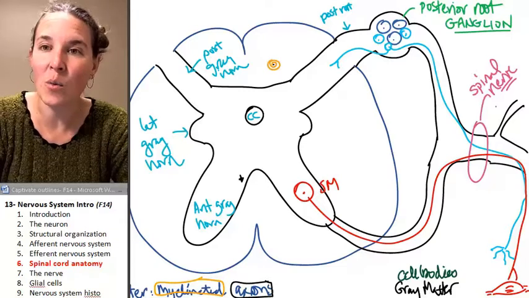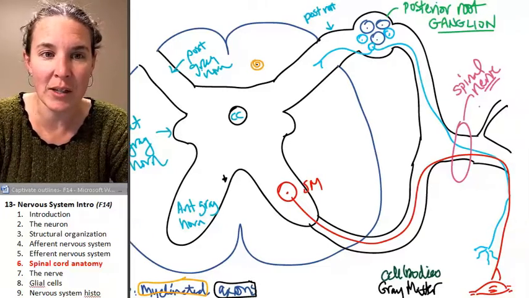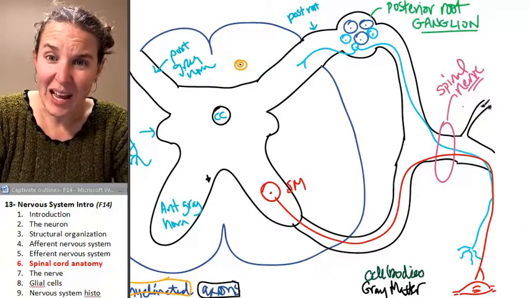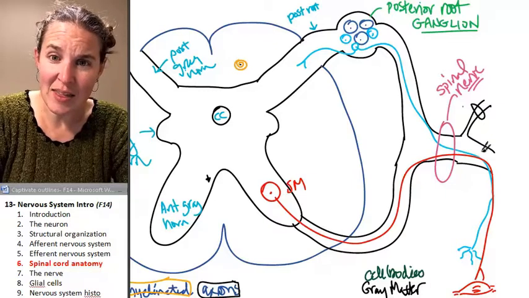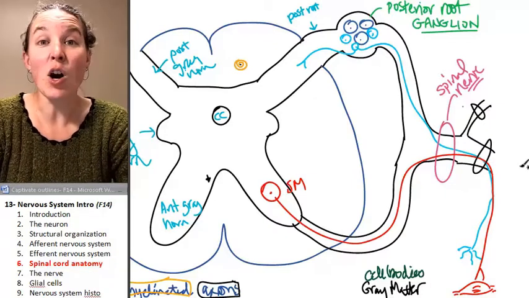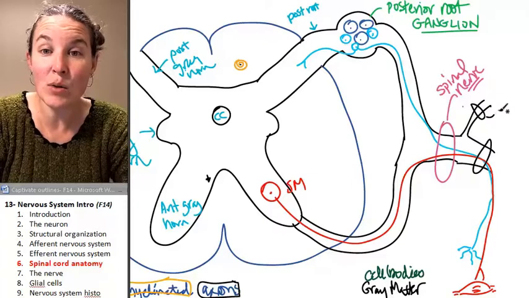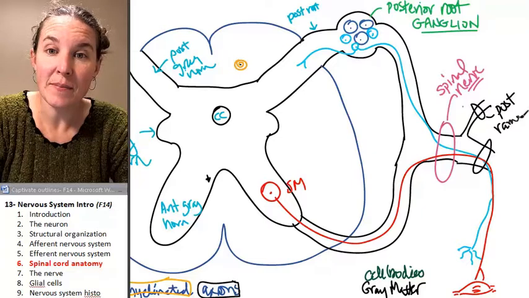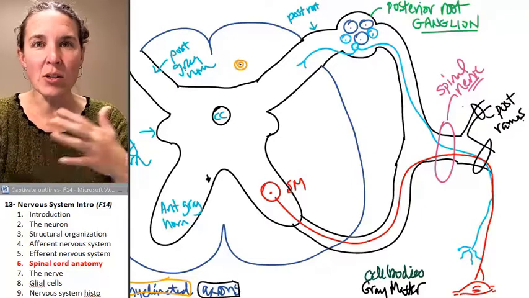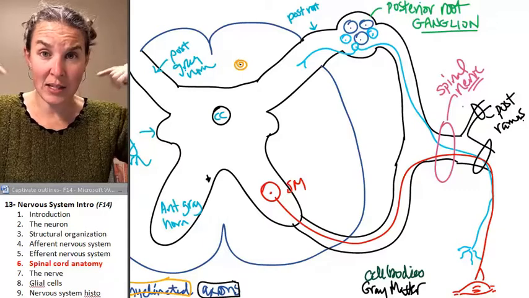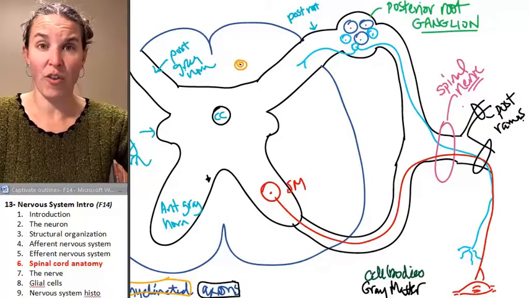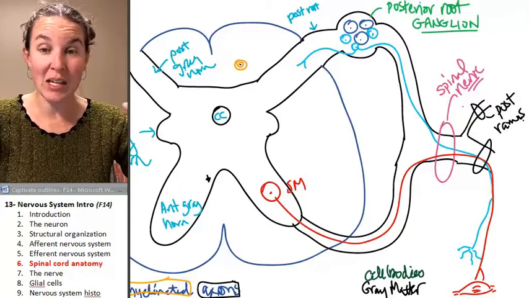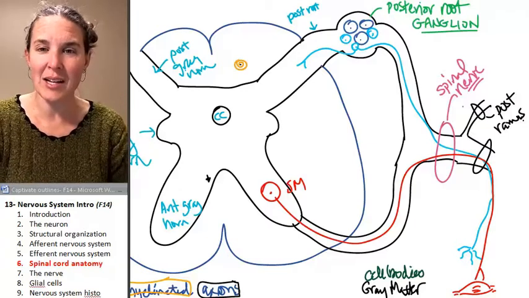Now, we have two more structures that I want to label here. You notice that I split off this buddy and this buddy. And these guys are rami. This is my posterior ramus. And fibers that are traveling through there are innervating the muscles and stuff going on your back. And the sensory fibers that come in are from your back. So look how tiny that thing is.